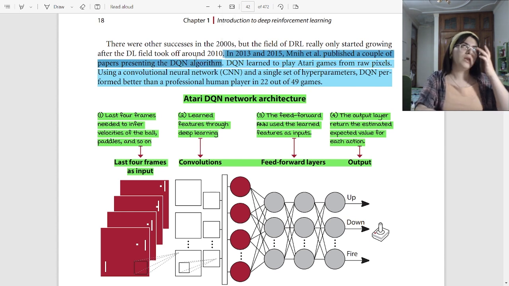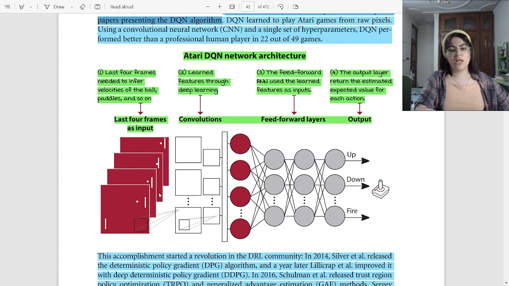This was really a revolution in DRL, because DQN was the first algorithm that could learn to play any game, like 1,000 Atari games, and even do better than humans. And this was really a revolution.